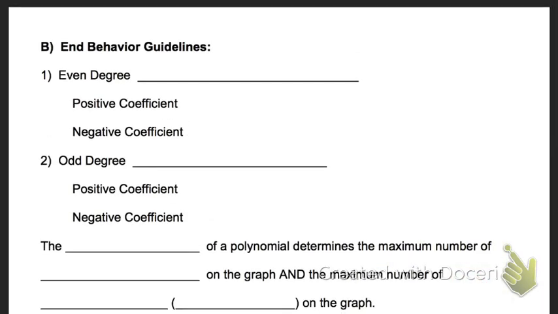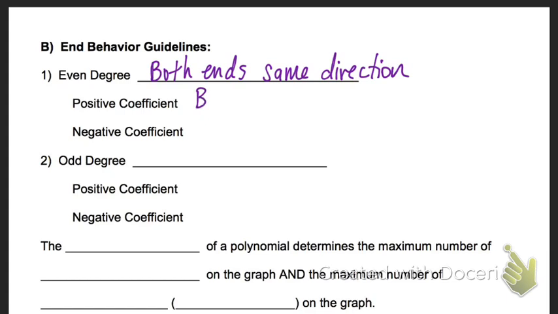So let's fill in what we know. It says, if you have an even degree, then what happens with the end behavior? Both sides same. Both ends same direction. Good. Positive means that they both go which way? Negative means they both go down, like our grades. I'm going to draw my pictures.